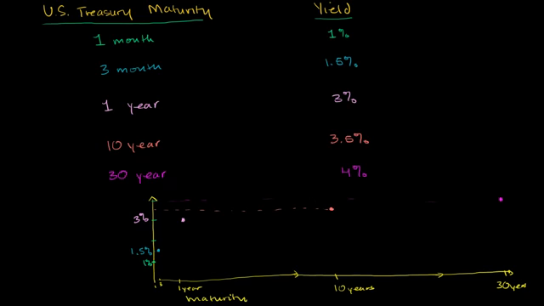And if we connect the dots and draw a curve, we are giving ourselves the yield curve. Let me see how well I can draw it. You have a curve that might look something like that. And just by looking at this yield curve, you see that when you lend money to the Treasury for a longer period of time, you're going to get a higher interest than you would for a shorter period of time.